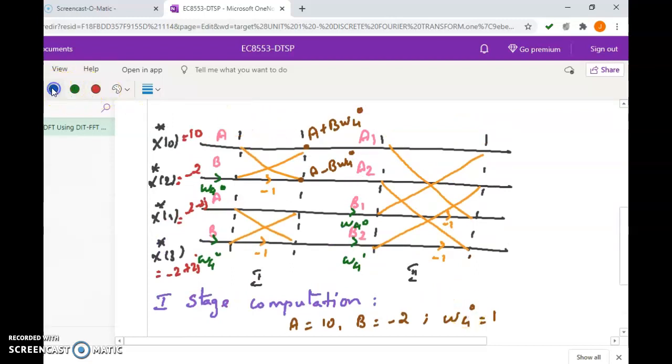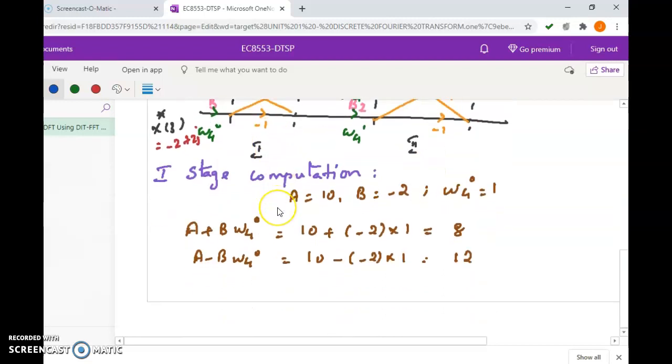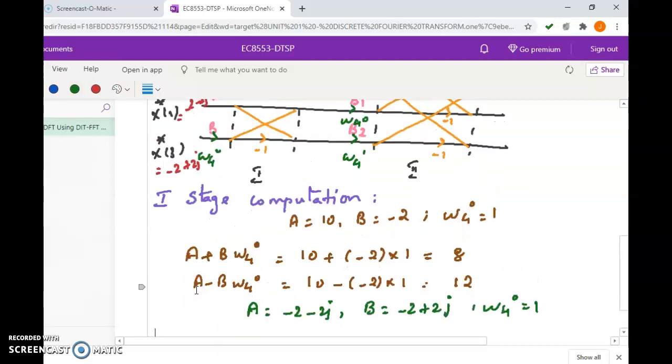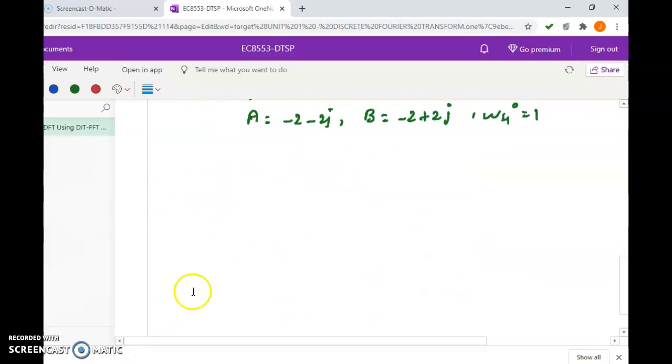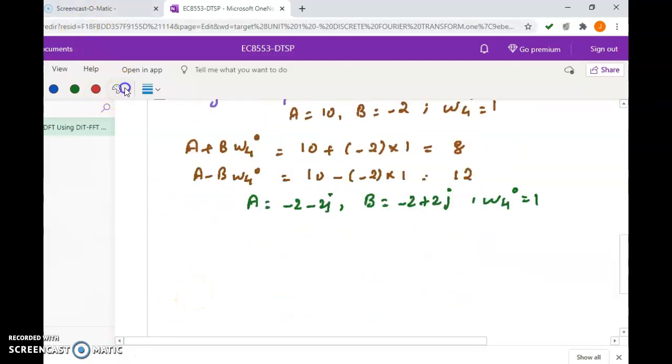You have to mark it. The first stage output is 8 and 12 because it is the input of the second stage. Similarly, you have to take these 2 points A and B, find out the answer. Then next set A is equal to -2 minus 2j, B equal to -2 plus 2j. Then required twiddle factor W40 is equal to 1. Okay, and use that formula, find the output.